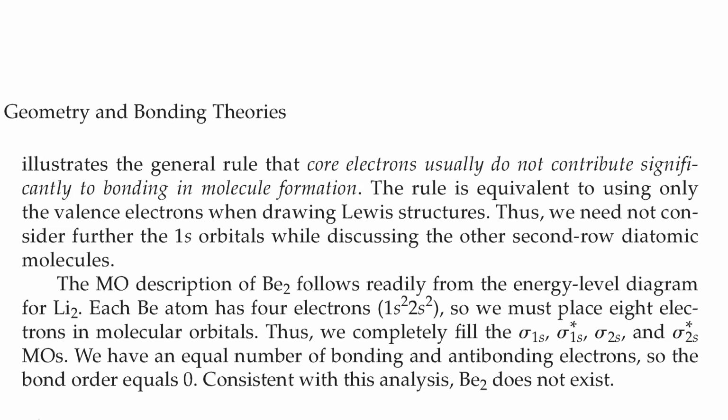The molecular orbital description of beryllium follows readily from the energy level diagram of lithium. Each beryllium atom has 4 electrons, 1s2, 2s2, so we must place 8 electrons in the molecular orbitals. Thus, we completely fill the sigma 1s, sigma star 1s, sigma 2s, and sigma star 2s molecular orbitals. We have an equal number of bonding and antibonding electrons, so the bond order equals 0. Consistent with this analysis, Be2 does not exist.